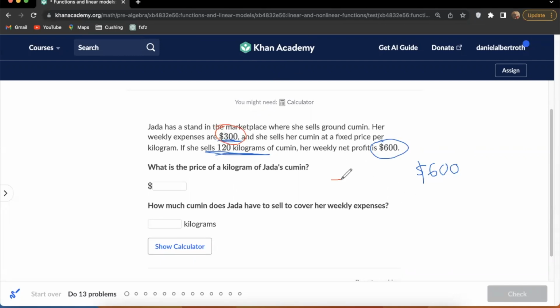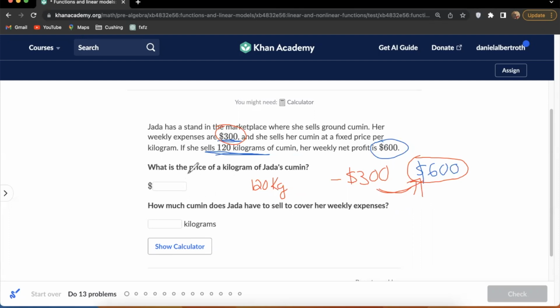So if she starts the week down $300, she has to then make $900. She has to get an additional $900 to get to the $600 of net profit. Because if you're at negative 300, you need to bring in $900 to then be at positive 600. So what that means is that for 120 kilograms, she sold 120 kilograms of cumin, and the change in her profit was $900. So it looks like the 120 kilograms cost $900.